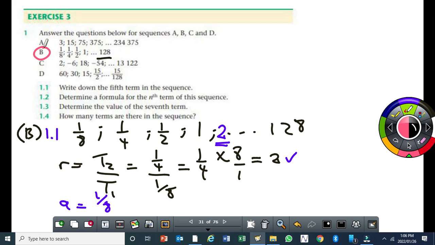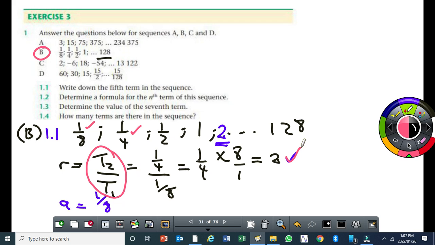So the common ratio is going to be T2 over T1. Our T2 is 1 quarter, T1, 1 over 8. If you divide 1 quarter by 1 over 8, you get a 2. Okay? Because a quarter is 2 times 1/8. So the common ratio is going to be a 2.